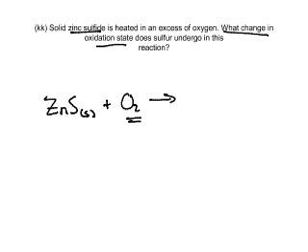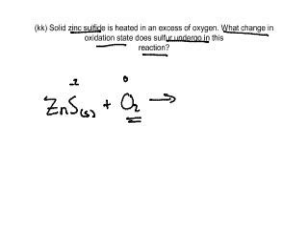What change in oxidation state does the sulfur undergo in this reaction? So they've just given you a hint. The sulfur is going to change its oxidation number. Well, and so will the oxygen. The O is at 0 and the S is at minus 2. So they're going to both have to change their charge.